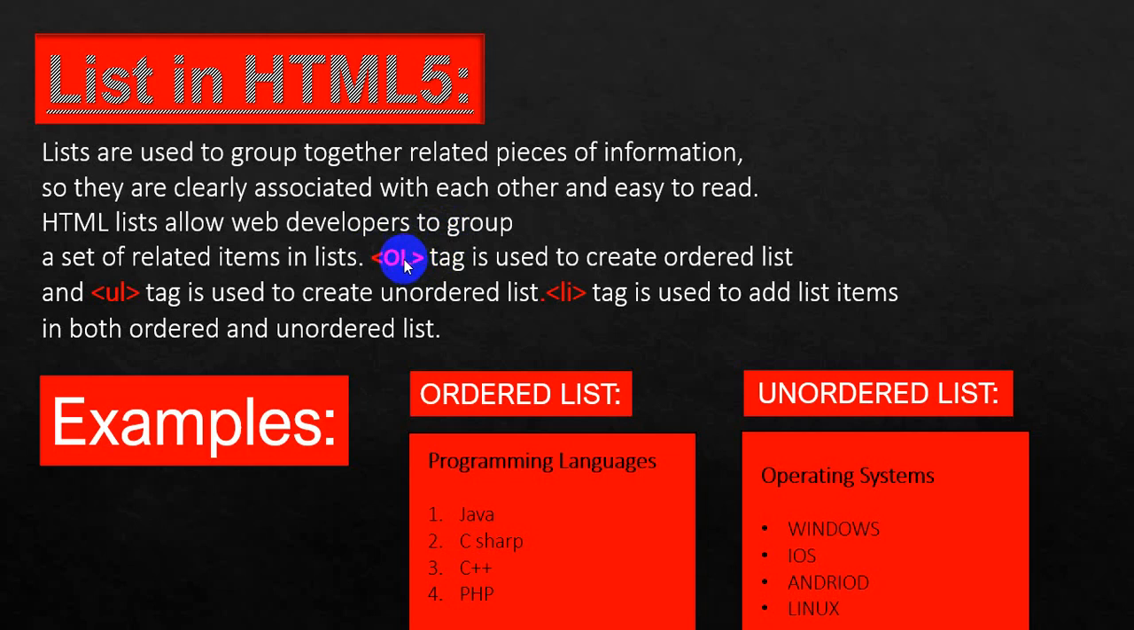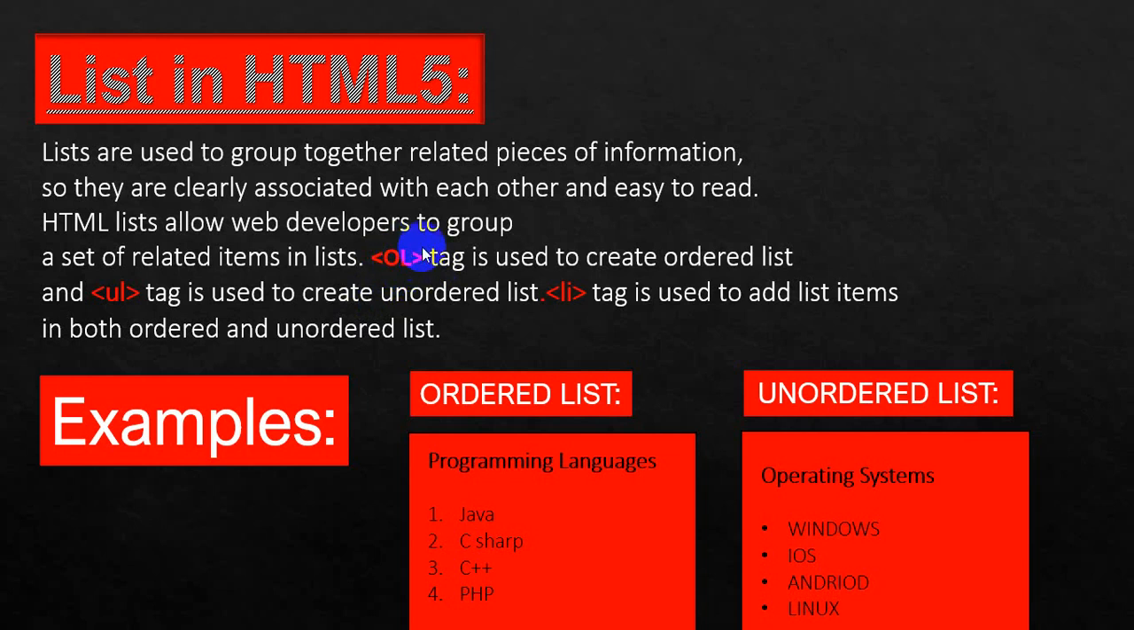I will tell you what is meant by type, reverse or start, but for the time being, just try to understand. If you want to create a list, which type of list do you want to create? Either you want to create an ordered list, or you want to create an unordered list. If you want to create an unordered list, you have to use the UL tag. What is meant by UL? That is unordered list. And what is meant by OL? That is ordered list. So this is the main tag and this is a container tag.